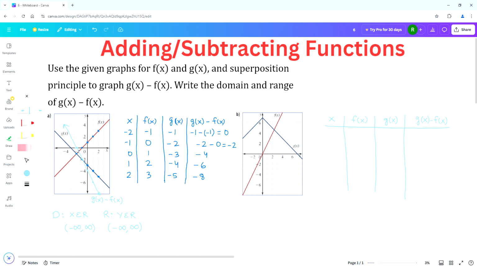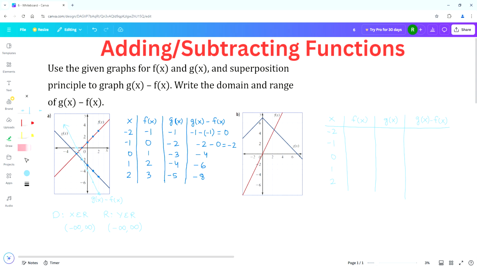The graph of g at x is made up of two straight lines that meet at x equals 0. So we can use a couple of x values on the left side of 0 and a couple of x values on the right side of 0. So we can use the x values -2, -1, 0, 1 and 2.